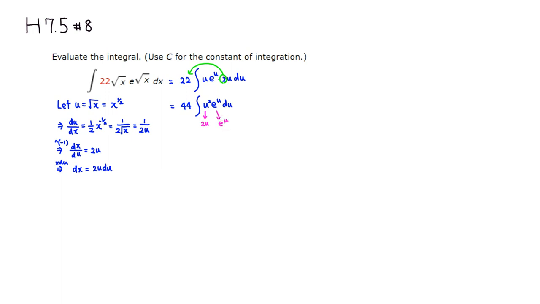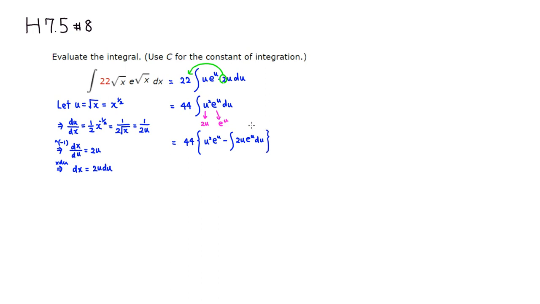By integration by parts, we're going to get this. You have 44 sitting outside, then I have to put the big bracket. First we're going to multiply diagonally, so it's going to be u squared times e to the u, minus integral. Then we multiply these together, so it's going to be a 2u e to the u du. So we have that.